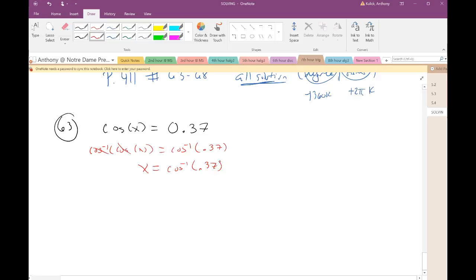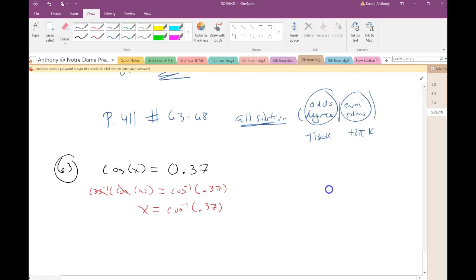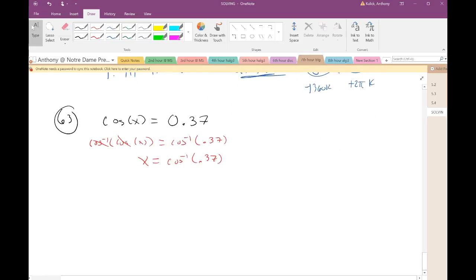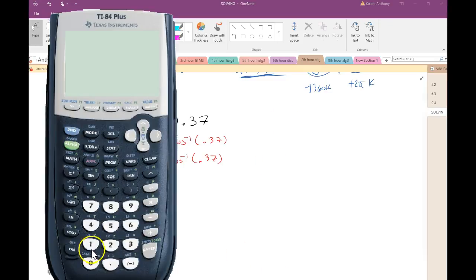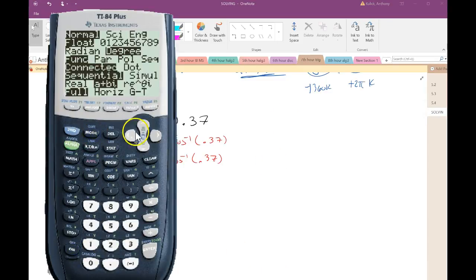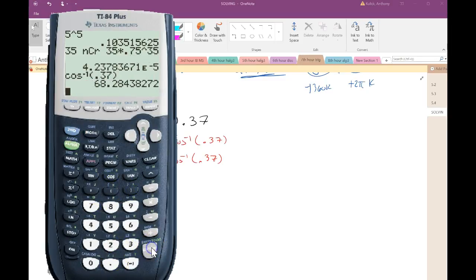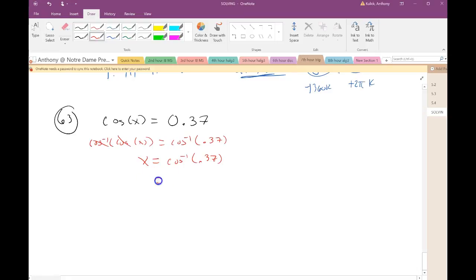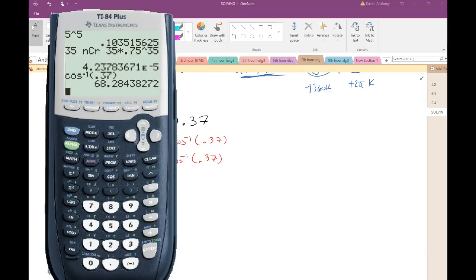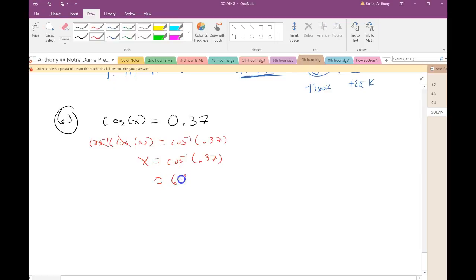And then I think I told you to do the odds as degree and then the evens as radians. So when I pull out my calculator, the mode I'm going to make sure that I'm in is degree. So I am set in degree mode. And then we'll do cosine inverse of 0.37. So one answer I get is 68.3 degrees.